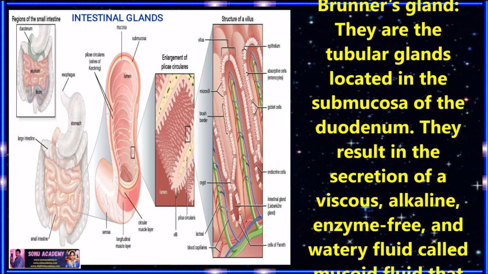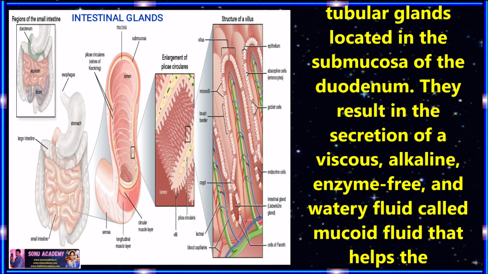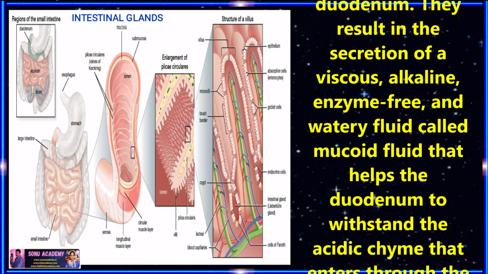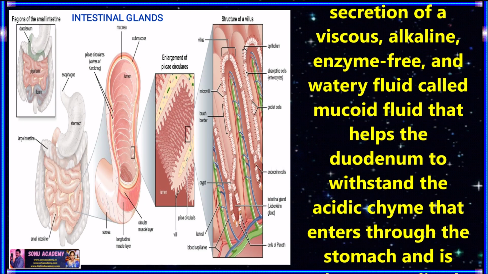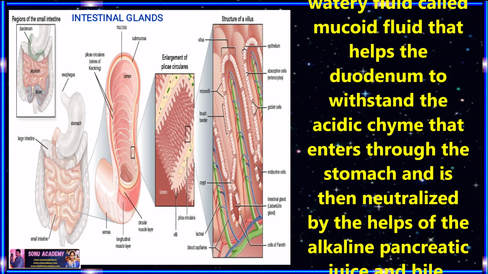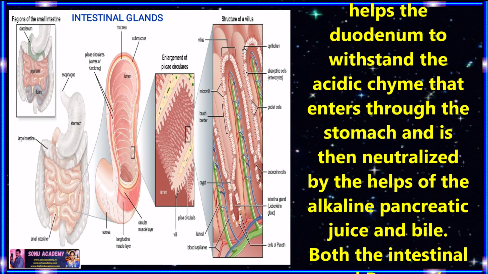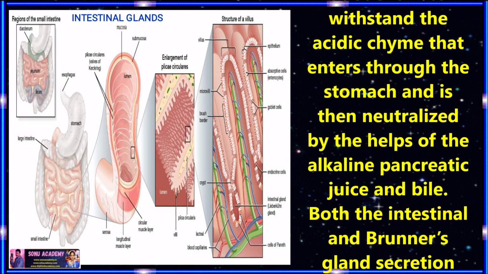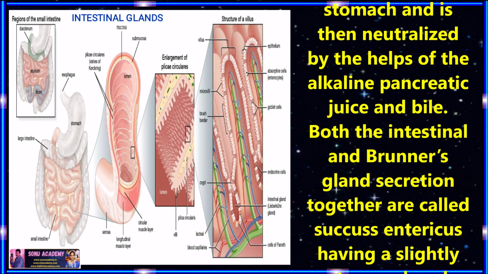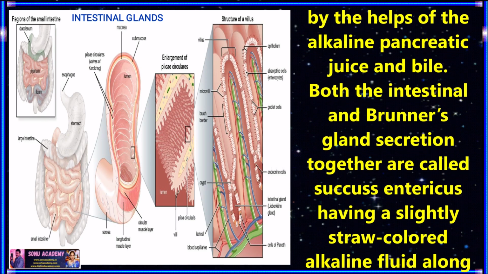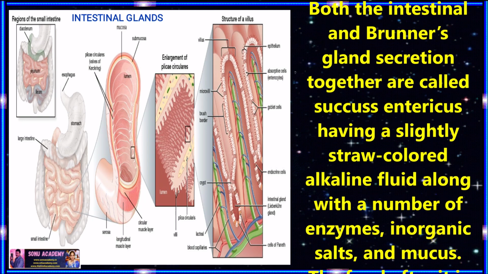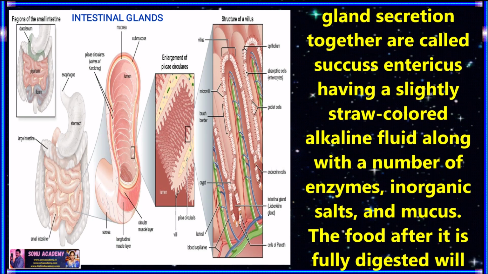Now let us discuss another gland which is called Brunner's gland. They are tubular glands located in the submucosa of the duodenum. They secrete a viscous alkaline, enzyme-free fluid called mucoid fluid that helps the duodenum to withstand the acidic chyme that enters from the stomach, and it is then neutralized with the help of the alkaline pancreatic juice and bile juice.